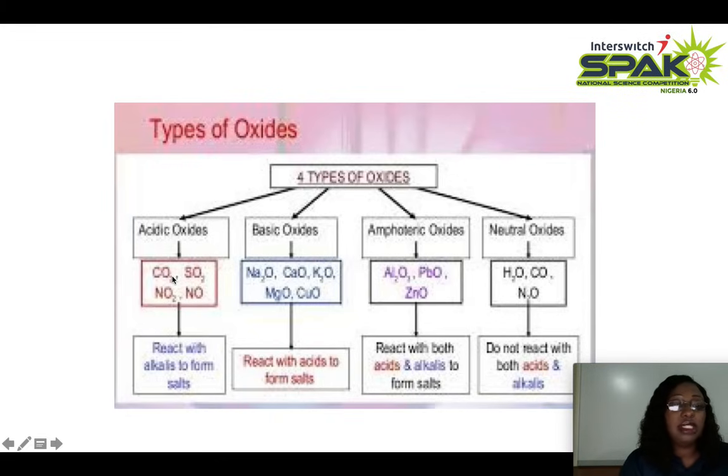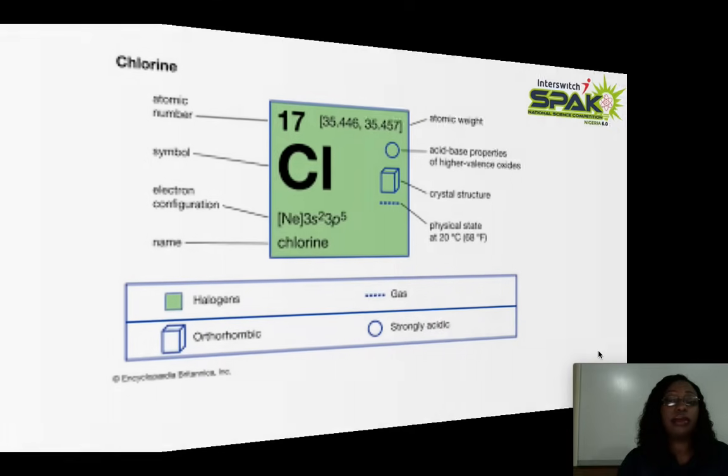Examples of acidic oxides are CO2, SO2, NO2, NO. Basic oxides: we have sodium oxide, calcium oxide, potassium oxide, magnesium oxide, copper oxide. Amphoteric oxides: aluminium oxide, lead oxide, and zinc oxide. Neutral oxides: water, carbon(II) oxide, and nitrogen(I) oxide. These are the 4 types of oxides that we have in chemistry.